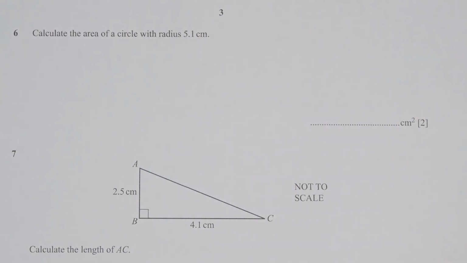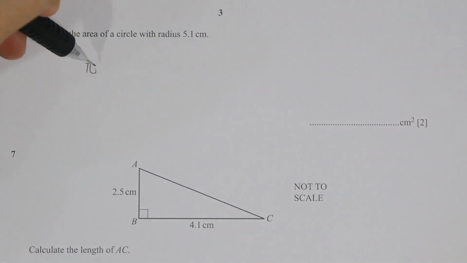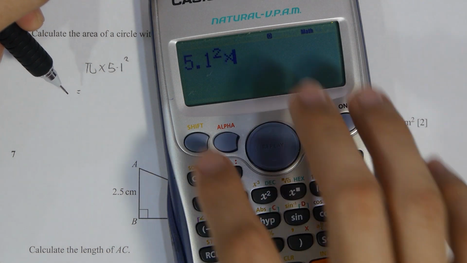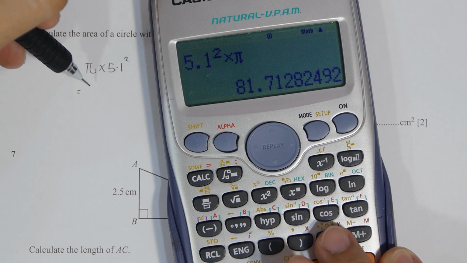Question 6. Calculate the area of a circle with a radius of 5.1. So pi times 5.1 squared equals 81.71.